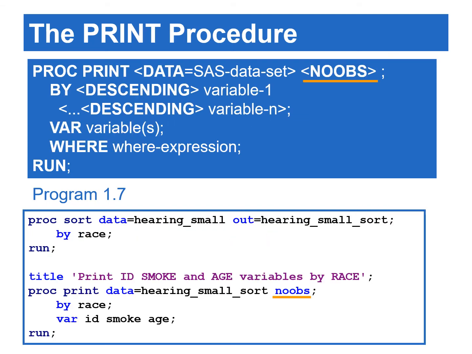We often use PROC PRINT to print a SAS dataset. By default, SAS prints the observation numbers in the output. Using the NOOBS option will suppress the observation numbers.